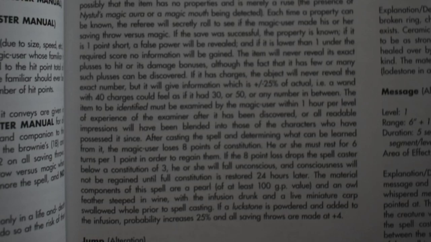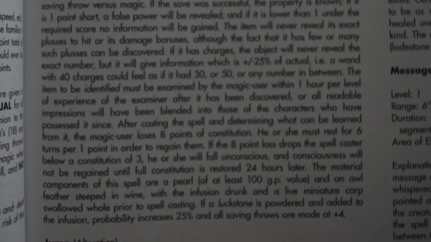I don't feel any different, I don't turn invisible, I don't fly, I don't jump up in the air or whatever. So now they've just put it in their pocket, ready to identify it. You've got the material components, which is the awesome part, which is a pearl of at least 100 GP in value, and an owl feather that's steeped in wine with the infusion drunk. Then you have to swallow a whole carp, which is like a goldfish.